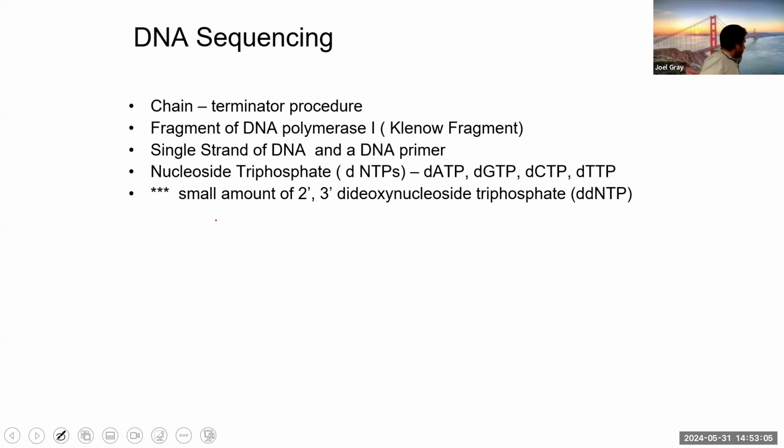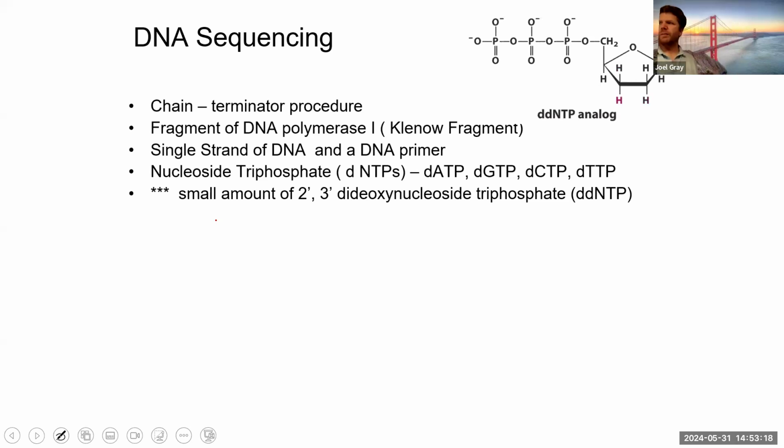A ddNTP, or a 2',3' dideoxynucleoside triphosphate, lacks a hydroxyl group on the 2' and the 3' carbons of ribose. Okay. And that's effectively what it's going to look like. So if you remember for DNA, that's our 2' carbon where we lack that hydroxyl group, but we keep it here. Well, when we're talking about a ddNTP, we lack that OH group. Okay. Now, with that in mind, let's think about a piece of DNA.